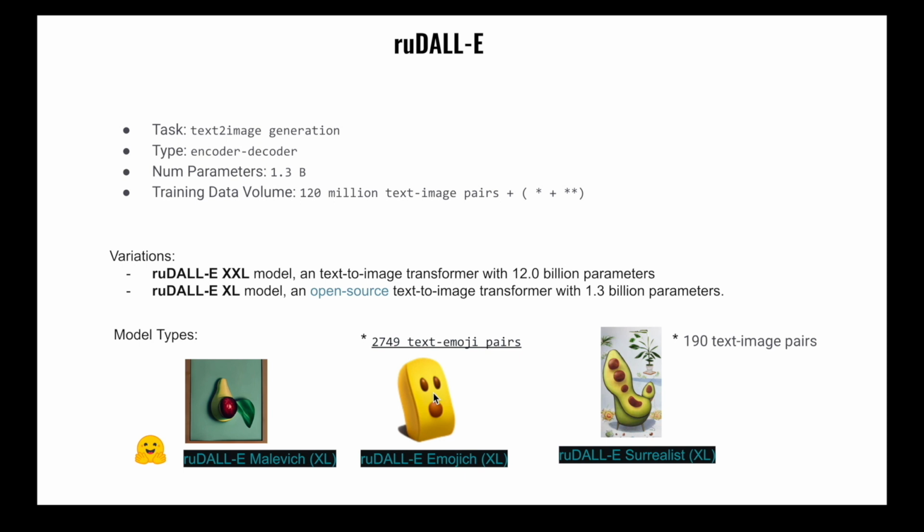And finally, in the same XL family, the third model is the Surrealist, which is trained with the same 120 million text-image pairs plus 190 text-image pairs of paintings. So using this Surrealist model, painting-style art can be generated from the text input.